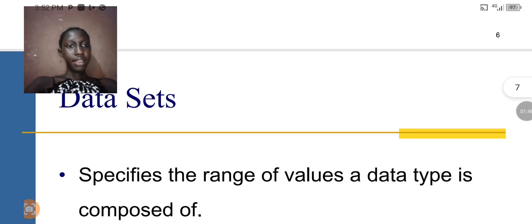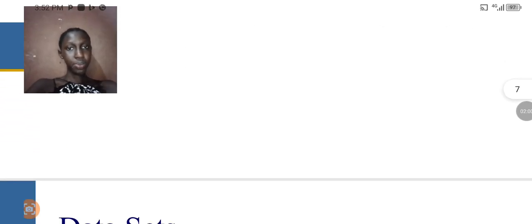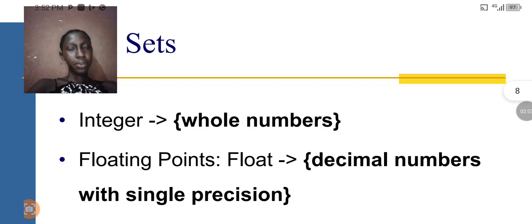Now, these data types have data sets. It specifies the range of values a data type is composed of. As I said earlier, each data type has its data set. So now when we talk about the data sets for each data type, the integer data type is a set of whole numbers, whereas the floating point data type is composed of two, the float and the double.